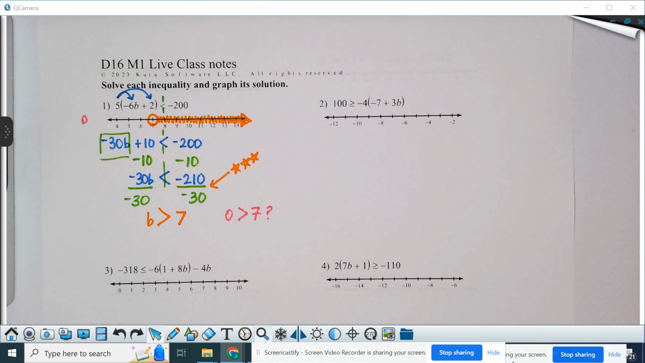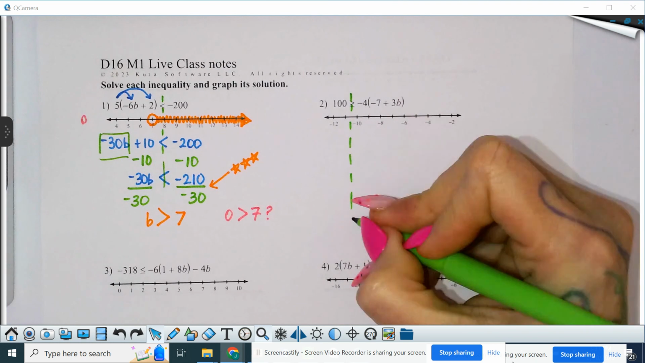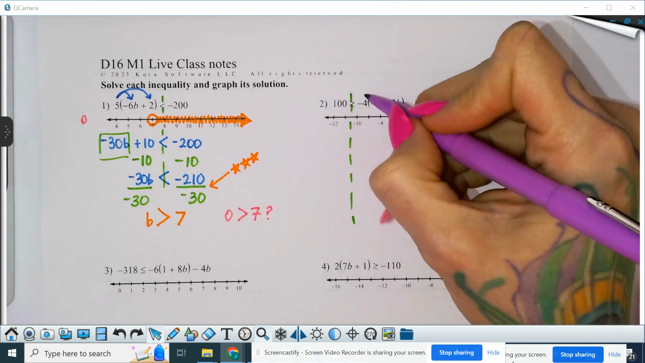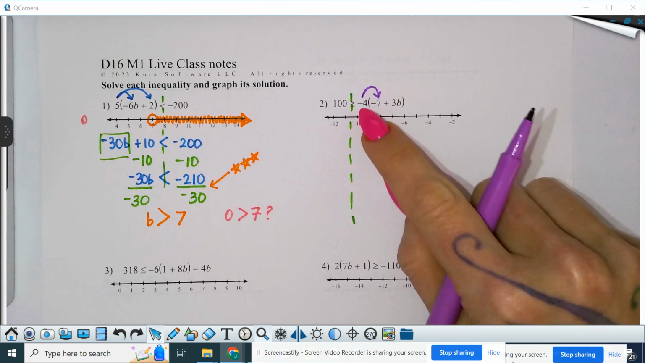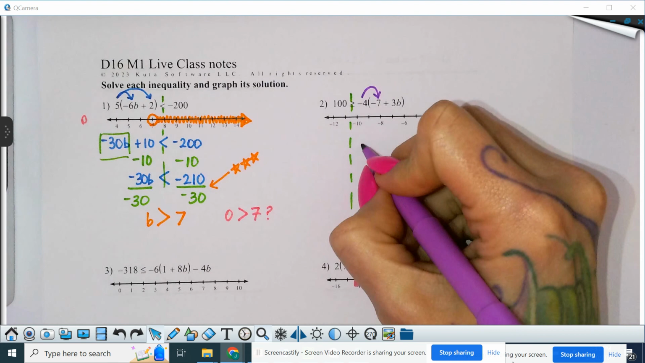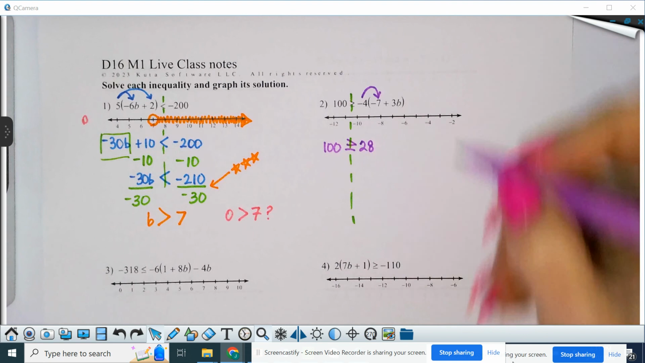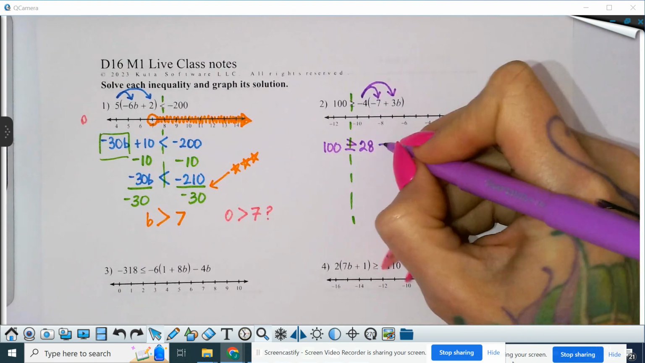All right, so we're looking at the next one. I did this one as a little bit of a trick because your variable's on the wrong side, quote unquote, wrong side. But we're not super stoked about when the variable's on that side for most of you guys. All right, so we're going to distribute first. Negative 4 times a negative 7. So 4 times 7, a negative times a negative is going to give me a positive. So negative 4 times negative 7 is going to give me a positive 28. And this guy's just going to hang out over there. Then we're going to do negative 4 times 3b, which is going to be a negative 12b.